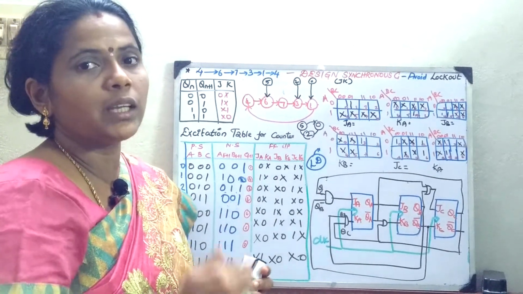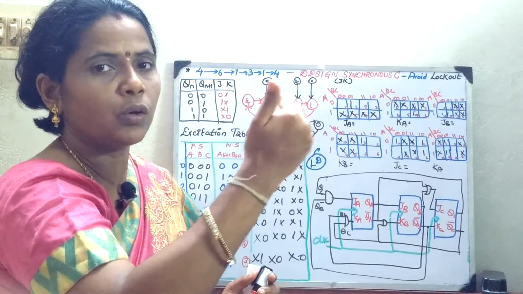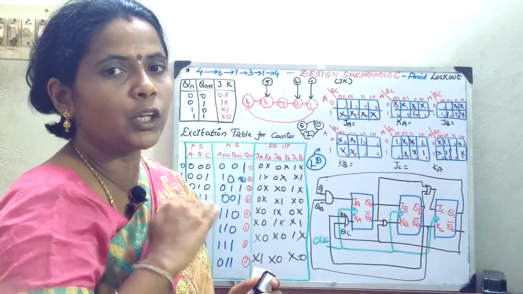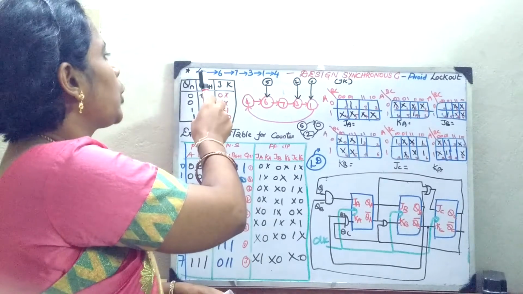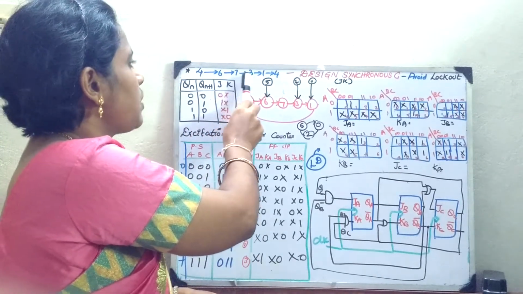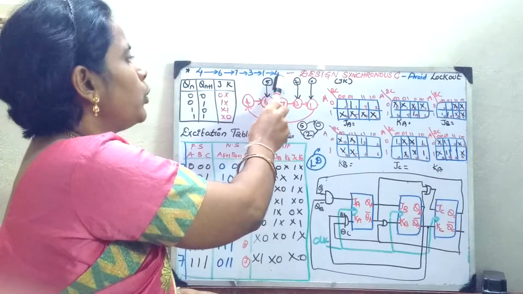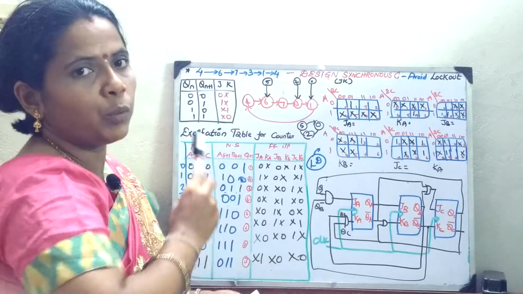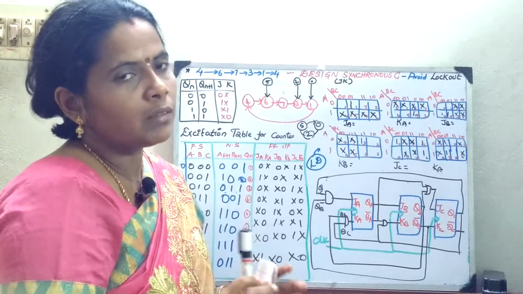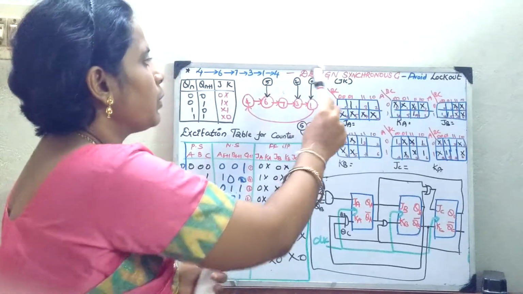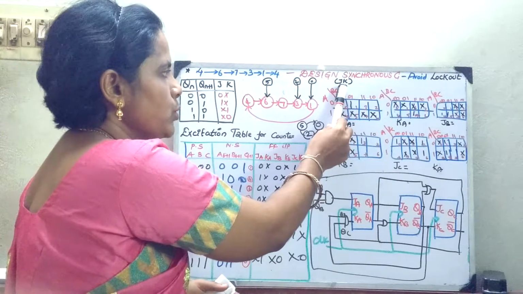Here it is not given as mod 5. Mod 5 means 0 to 4, 5 states you will count and then truncate it. Whereas here they have given a sequence: 4 to 6, 6 to 7, 7 to 3, 3 to 1, 1 to 4. So the data is lying between 0 to 7, so you have to use 3 flip-flops. That is understood.